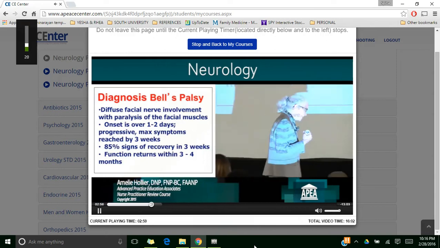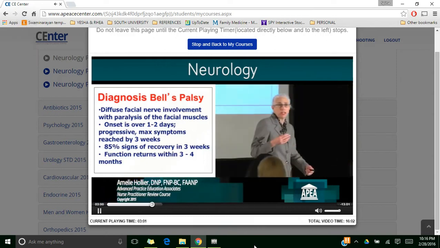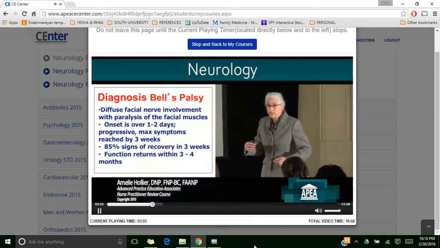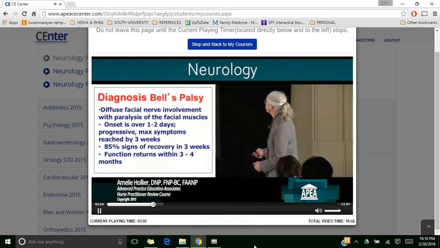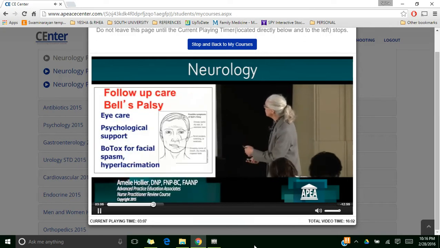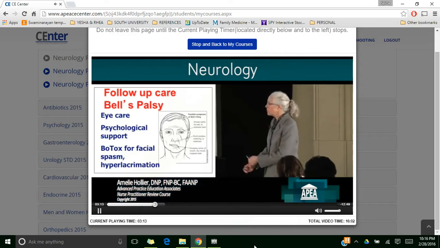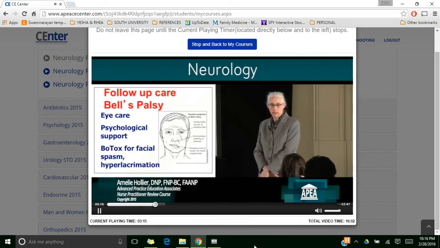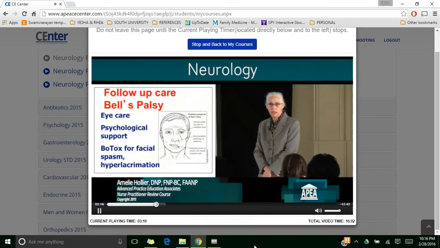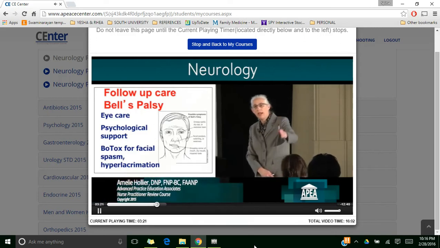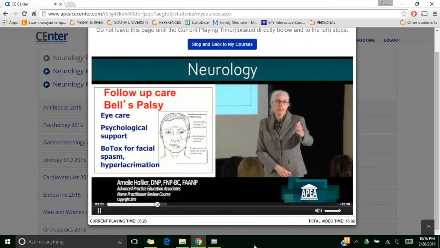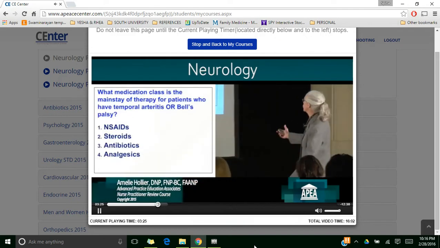Take a look. What medication class is the mainstay of therapy for patients who have temporal arteritis, hint about how that gets treated, or Bell's palsy? It is number 2. It is steroids, and here's your recipe. When a patient walks in with Bell's palsy, the steroid doses that pushed almost 100% to complete recovery were this. Days 1 through 5, 60 milligrams of prednisone a day.